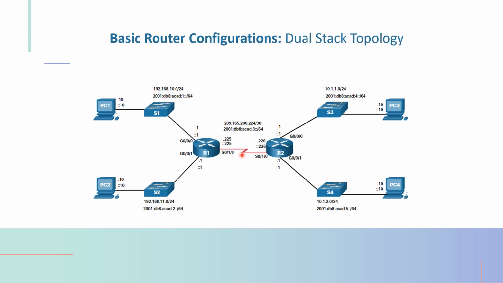So what we have to do is configure the interfaces for router 1: Gigabit Ethernet 0/0/0, 0/0/1 and serial 0/1/0, and the same for router 2. So let's go and configure those interfaces, and let's see what we can configure on those interfaces.